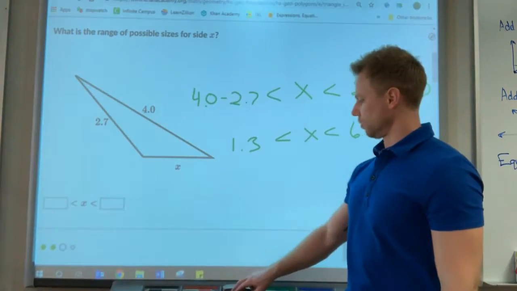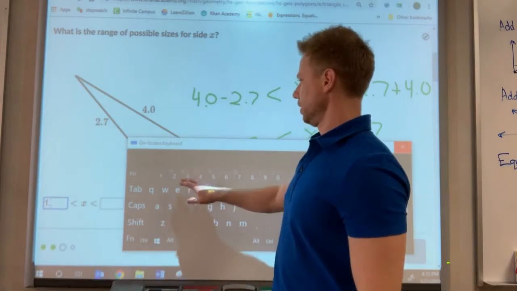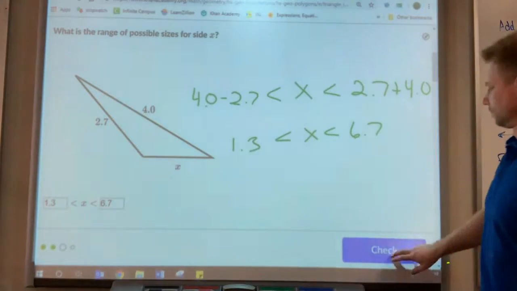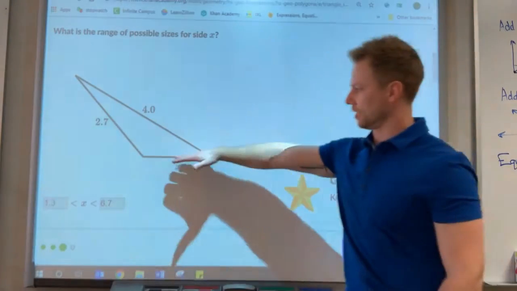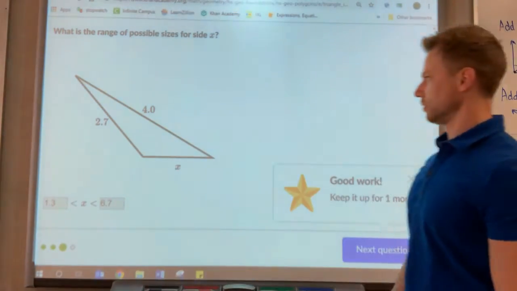So those are the numbers that we plug in down here. 1.3 and 6.7. That's the range of values that this side could be. It could be any number then between 1.3 and 6.7.